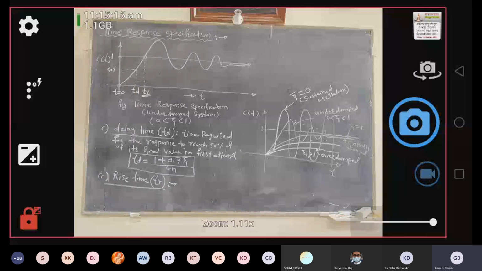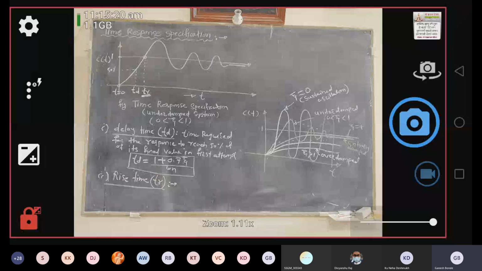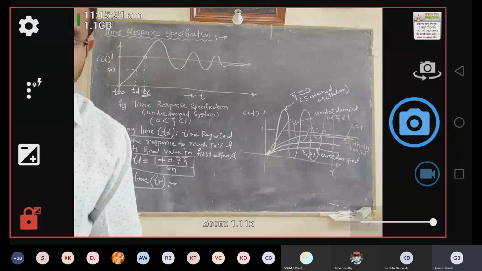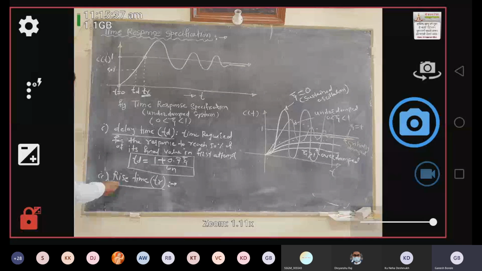Now, if you want to determine the expression for rise time, because many times in the examination it is necessary to derive the expression for rise time, then, as we are determining the time response specifications for an underdamped type system, we can derive the expression for rise time by using the time response of a second order underdamped type system.